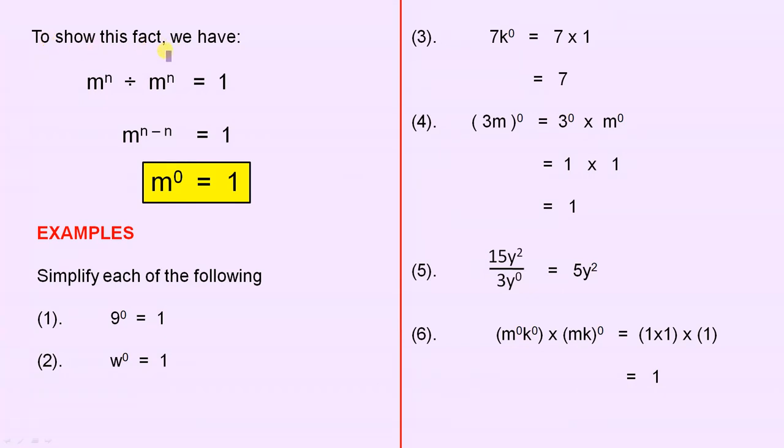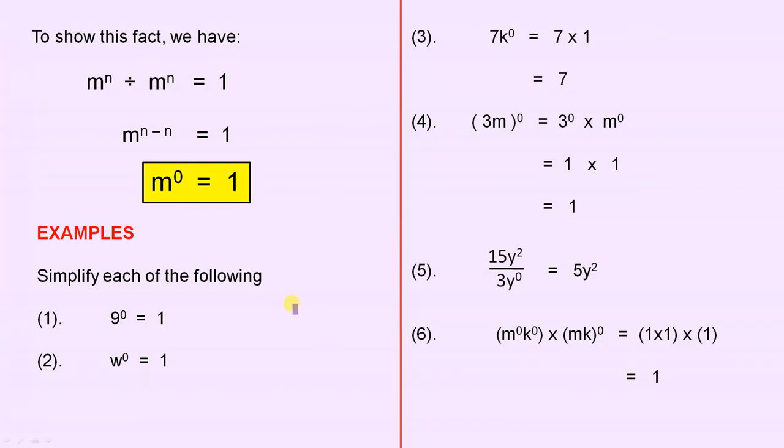So to show this fact, we have m to the n divided by m to the n equals 1. We already know that. Now I just mentioned that when we divide two terms together, where the bases are the same, you subtract the indices. So m to the power of n minus n equals 1. N minus n is 0, so m to the power of 0 equals 1. So that's a very important rule, and it does confuse a few people, but if you look at it in that manner, it's quite straightforward.